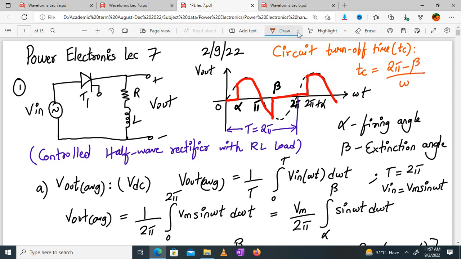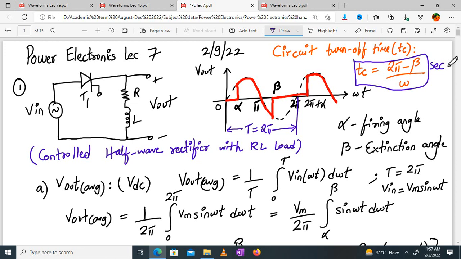This is the formula. What is the unit? Seconds. Why is omega coming? The x-axis is omega t, right? And we need time, so we'll have that. You understood why 2 pi minus beta? Because till 2 pi it is naturally turning off, right? And beta is the time where it actually turns off. Completed?